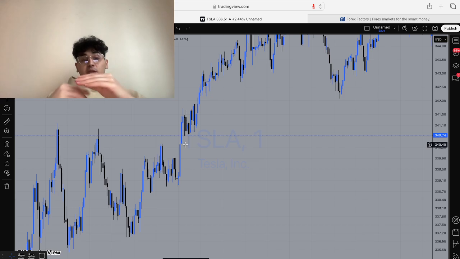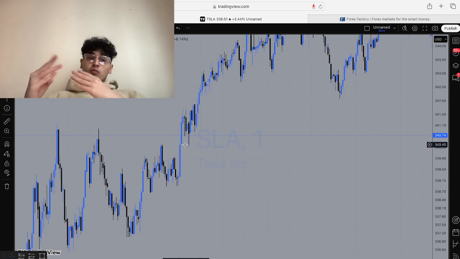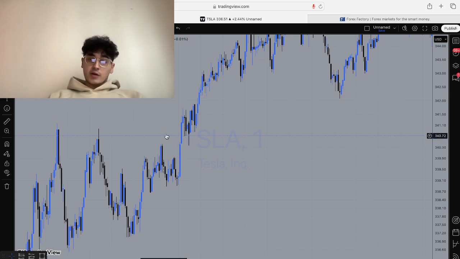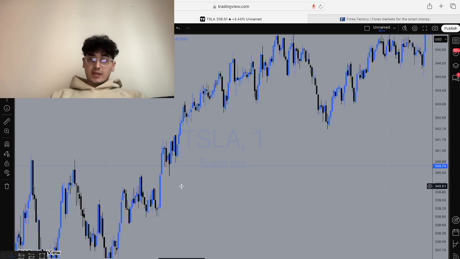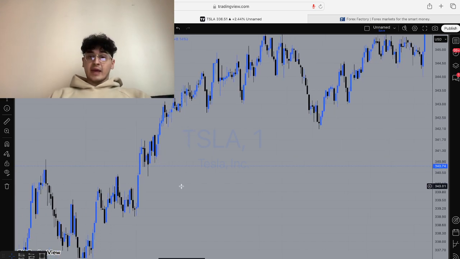Price can do what it wants to do before it then moves to whichever side it's going to. In this scenario, it'll be a move back to the downside so those buy orders can be filled, and then we can have that push to the upside. So that's exactly what a fair value gap is.